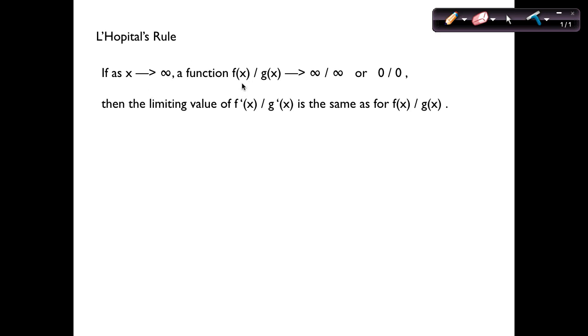If a function has the form f of x over g of x, and if you let x get really big, that function becomes like infinity over infinity or 0 over 0, then this rule applies. And what you can do is take the derivative of the numerator and the derivative of the denominator, and that new ratio will have the same limit as the one you're analyzing.